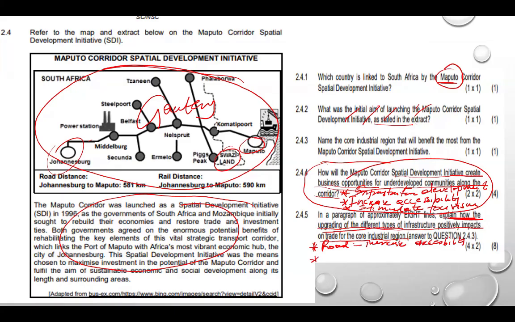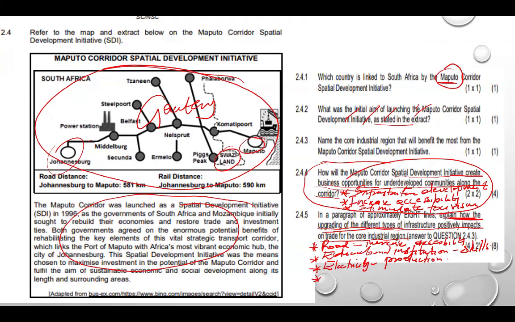So there's going to be educational institutions. How will educational institutions assist there? There's going to be skills. What else is going to develop there? There's going to be electricity. How will electricity assist? Electricity is going to help with production.